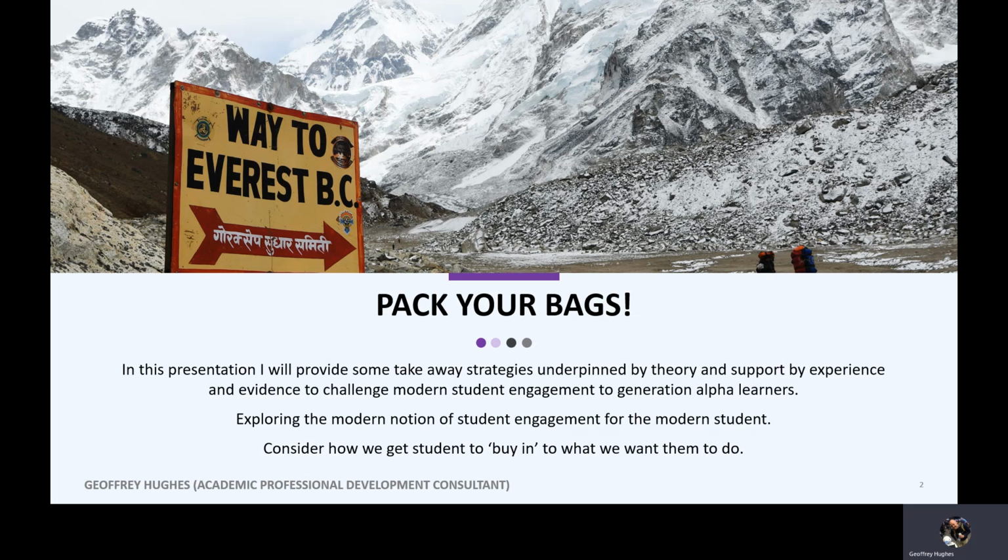Also explore the modern notion of student engagement for the modern student, and then consider how we get students to buy in to what we want them to do.